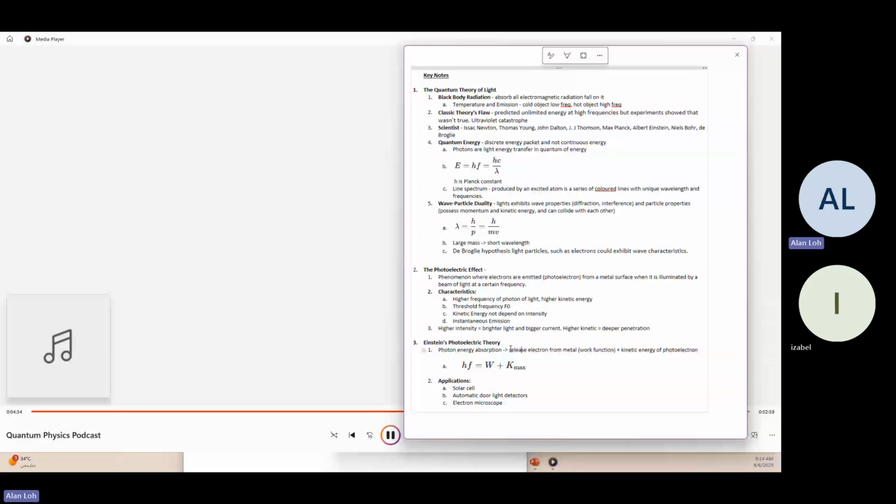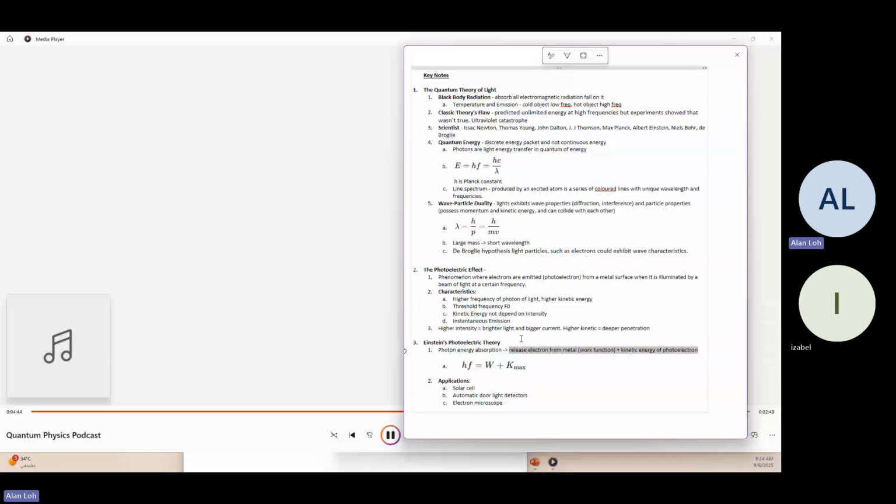And the instantaneous emission? Explain that too. It's a one photon, one electron interaction. If the photon has enough energy, the ejection happens right away. No need to wait for energy to build up. Einstein nailed it. Okay, so light is weird. It's a wave, but it's also particles, both. That's the conclusion. Wave-particle duality for light.